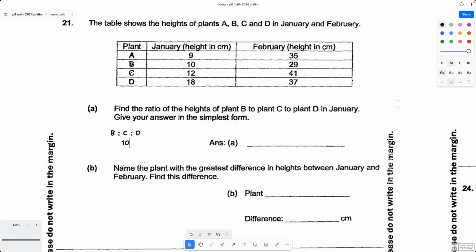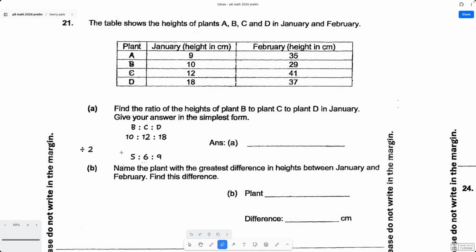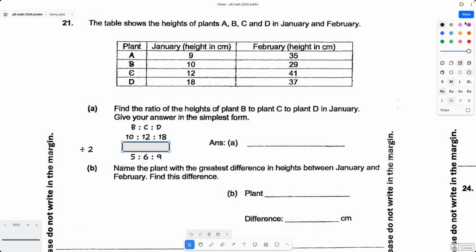So B is 10 is to 12 is to 18. We can divide this by 2. So if we divide this by 2, it will be 5 is to 6 is to 9. Okay, so we always need to simplify, right? So divide by 2. This is how I usually like to represent it like this. So you just divide everything by 2 like this. And there you go. So the answer to this is 5 is to 6 is to 9.